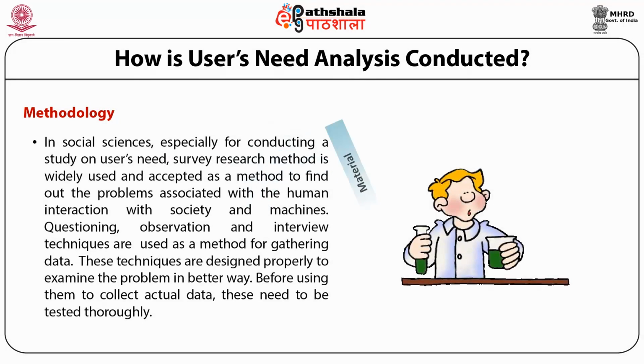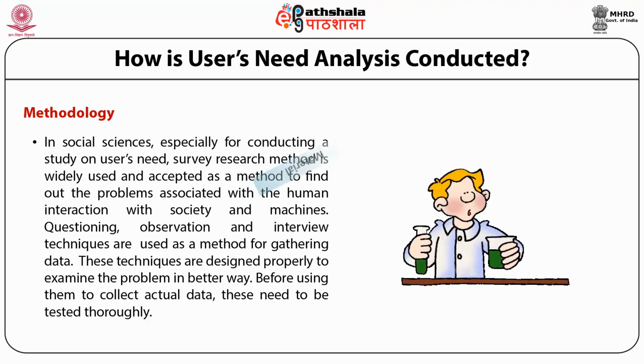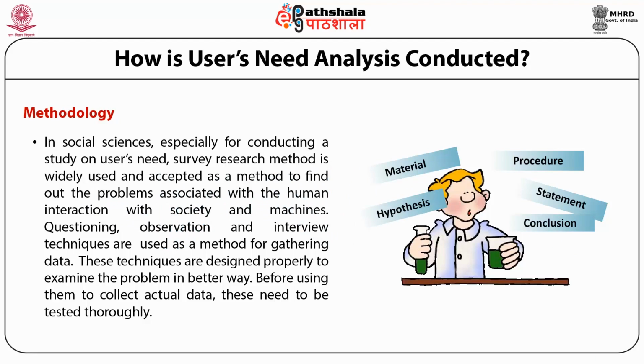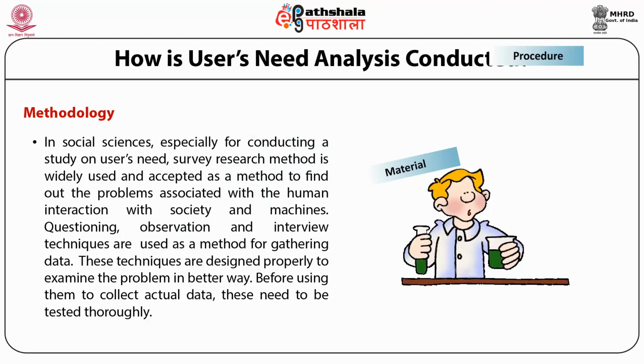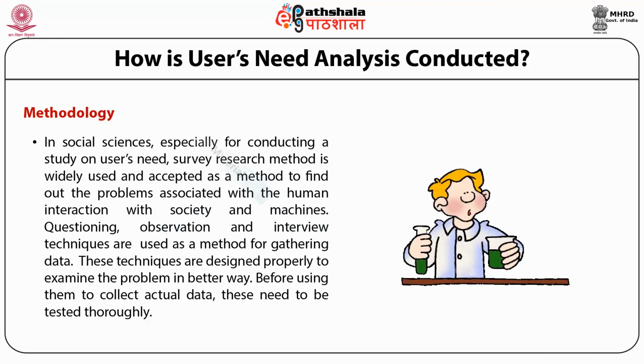Methodology. In social sciences, especially for conducting a study on users' need, survey research method is widely used and accepted as a method to find out the problems associated with the human interaction with society and machines. Questioning, observation, and interview techniques are used as a method for gathering data. These techniques are designed properly to examine the problem in a better way. Before using them to collect actual data, these need to be tested thoroughly.